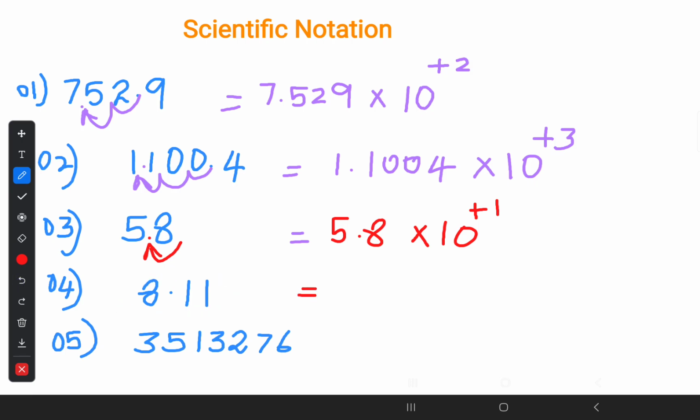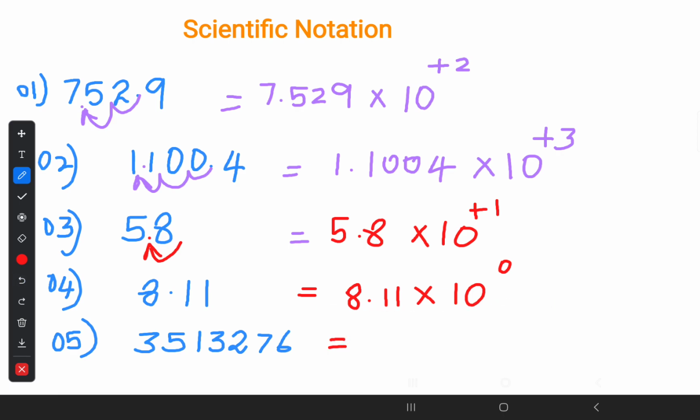Next one, look at this. This number is already given as a number in between 1 to 10, so no need to convert it again. You can keep this number as it is. 8.11 multiplied with 10 with the power of 0, because we didn't move the decimal to the left hand side or right hand side. That's why the decimal place value remains unchanged, and the index you should denote as 10 with the power of 0. So this is an important thing.